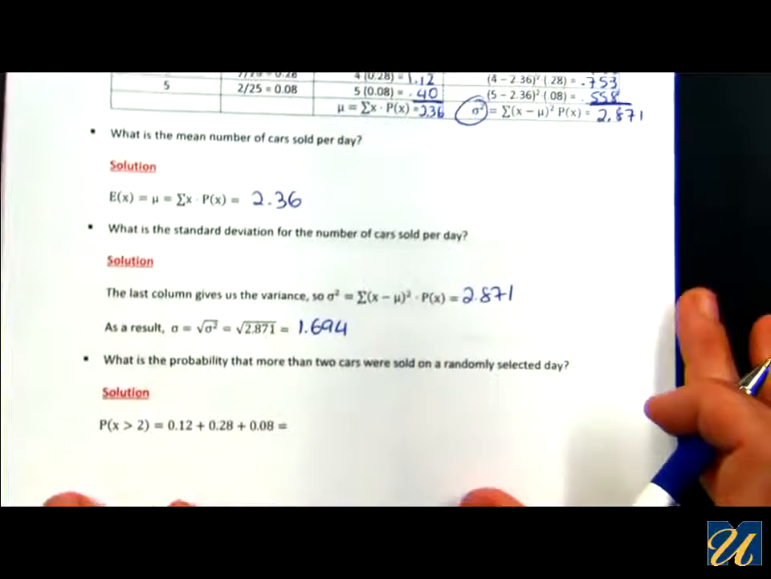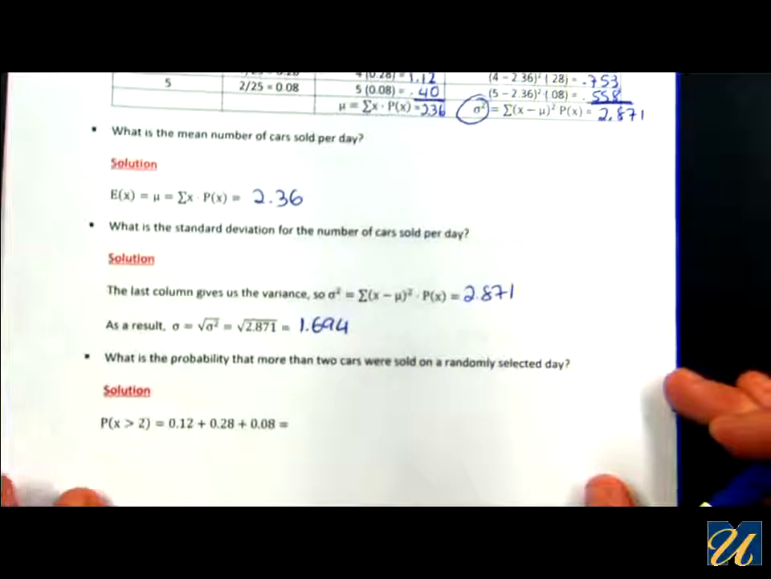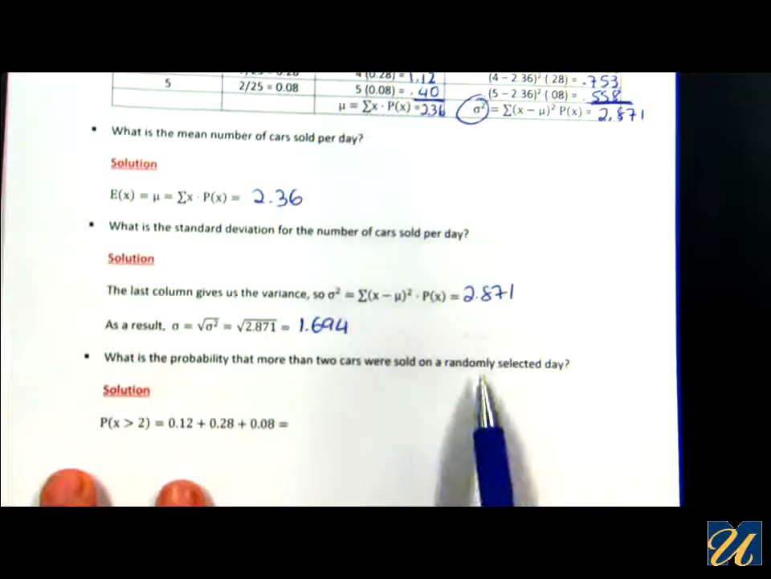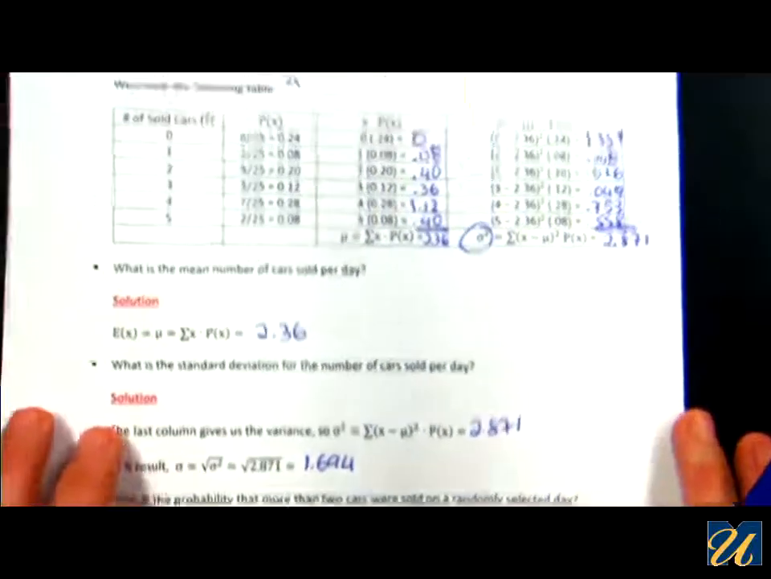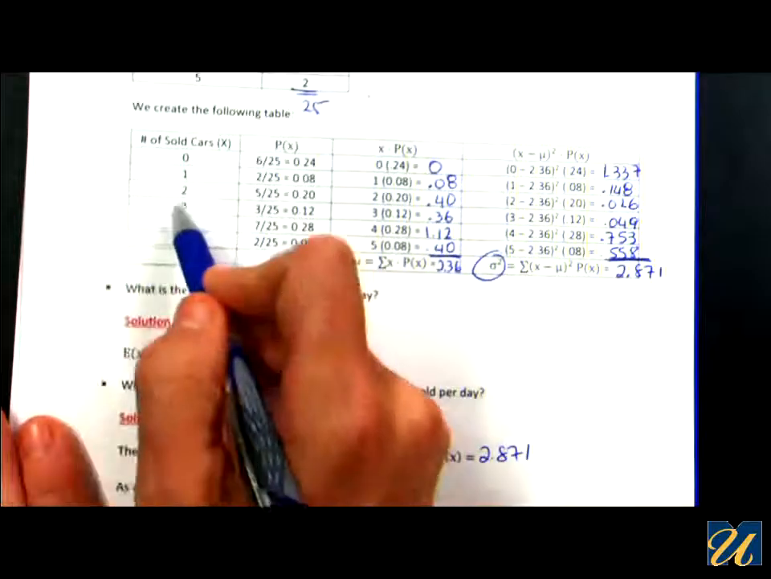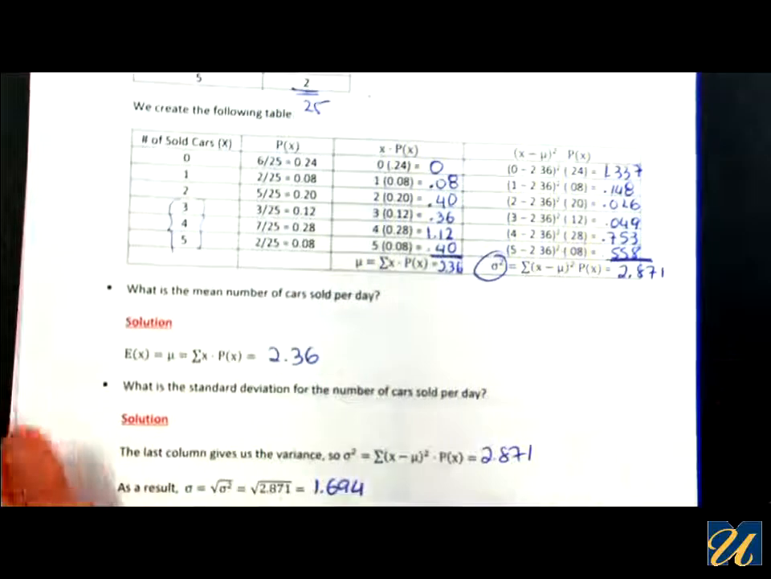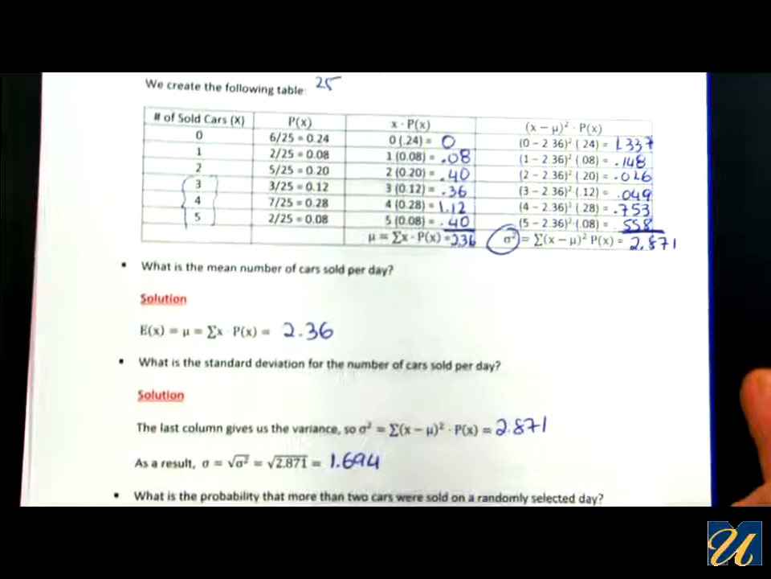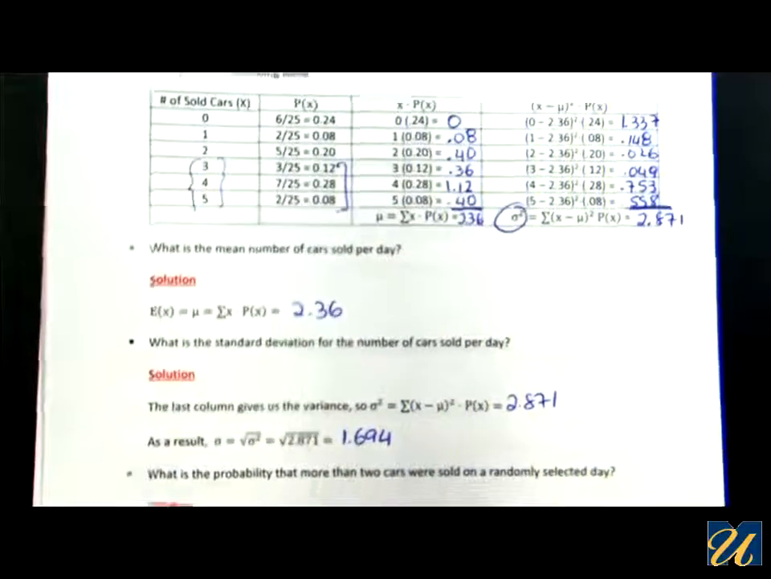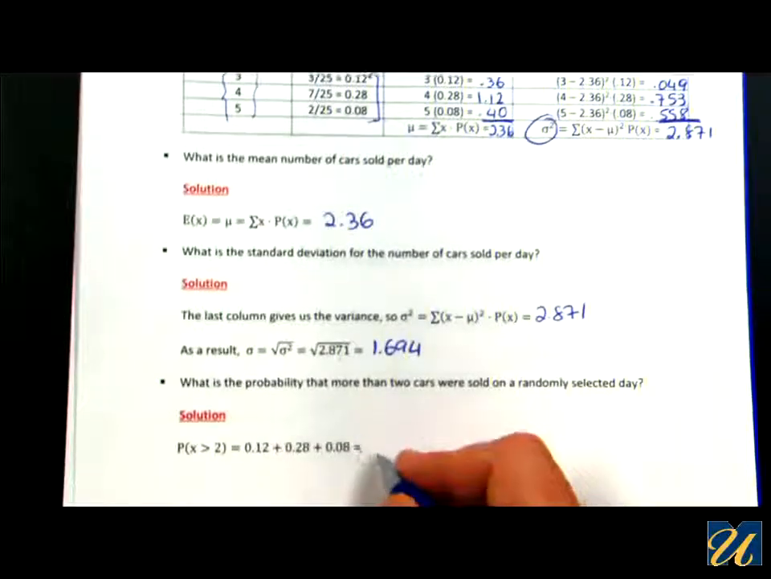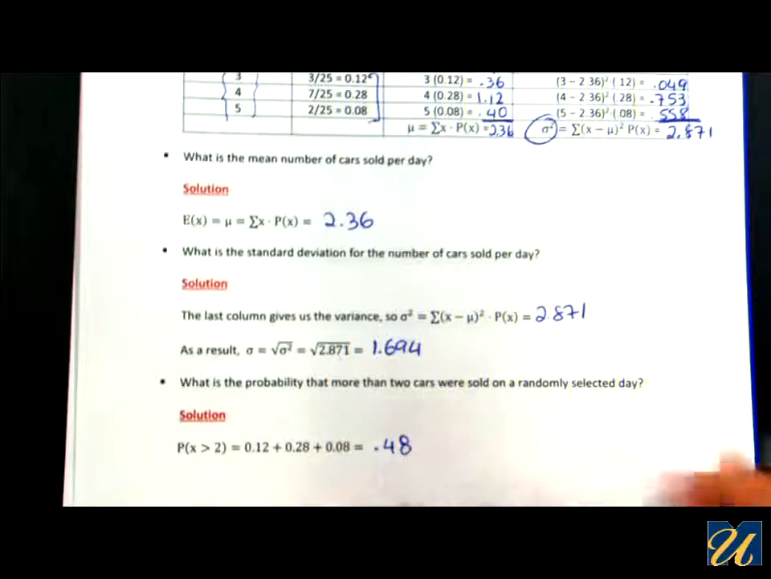Now, what is the probability that more than 2 cars were sold on a randomly selected day? More than 2, that means either 3, 4, or 5. So all you really need to do is add the corresponding probabilities. So this will be 0.48.